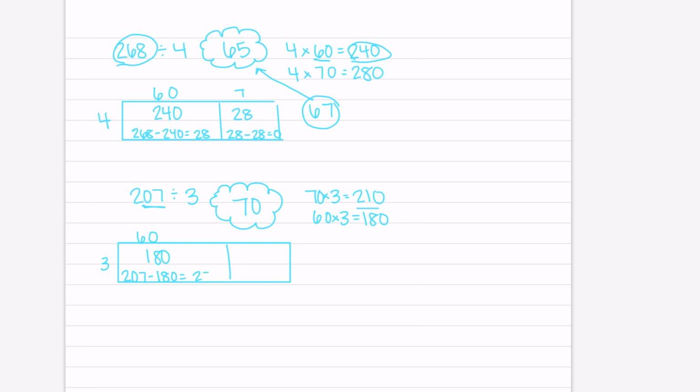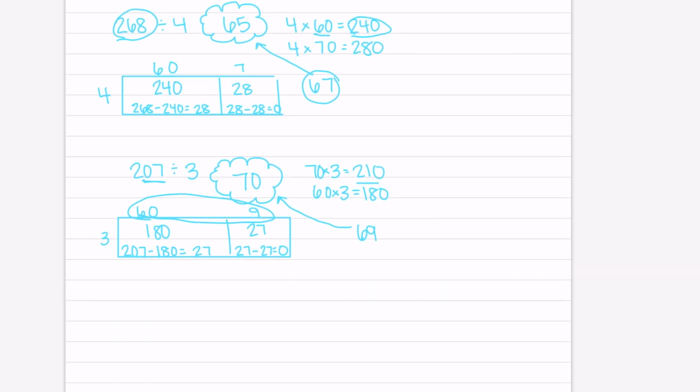I'm left with 27. Okay, so I know that I have 27 left. I want to take away some number here. And I know that 9 times 3 is going to give me that 27. So now I'm left with 0. So I've divided out my area. And now I know that my quotient is 69, which is reasonable to my estimate of 70.